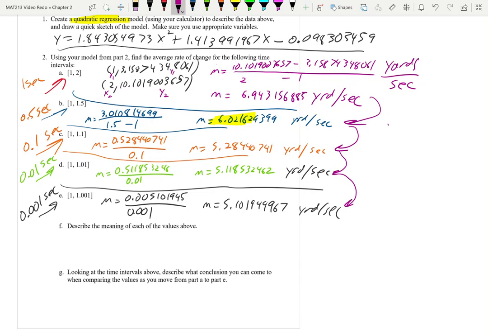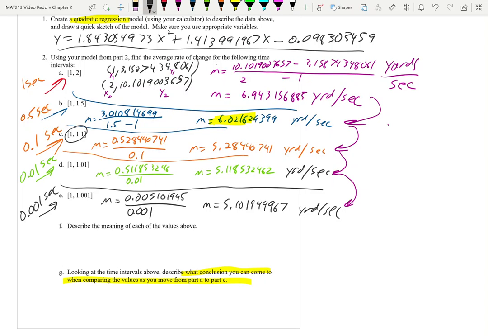Okay, so what conclusion can we come to when comparing the values from above? Going from A to B to C to D to E, looking at those values, what do we come up with? Well, let's think of it this way. Instead of seconds, let's just pretend these were hours. From 1 hour to 2 hours, how fast were you driving? We were driving on average 6.94 whatever yards per hour. That would be really slow, but whatever. That would be a big time interval, from 1 to 2 hours. That's a lot of time to go by. But then the next one was 1 to 1.5. That's a half hour. That's still a pretty good time interval.